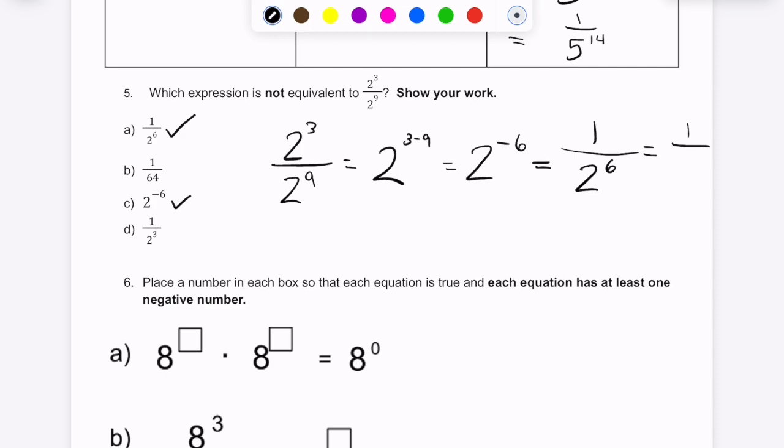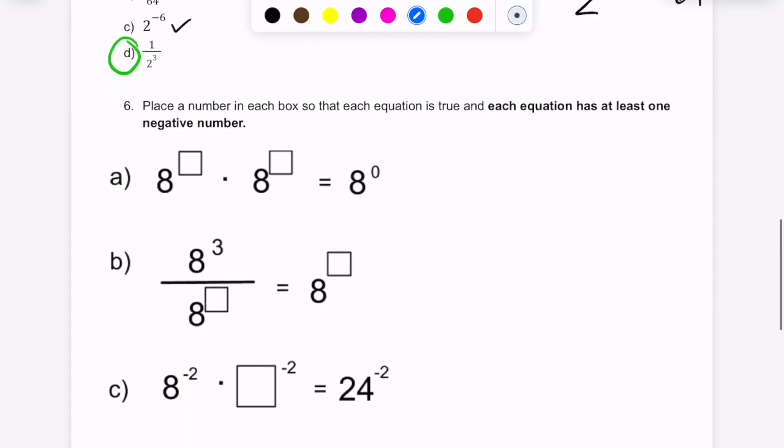And then if we multiply 2 to the 6th power, so 2 times 2 times 2 times 2 times 2 times 2, you'll get 64. So B is also equivalent. So thus our correct answer here is D. 1 divided by 2 to the 3rd power isn't the same as 1 divided by 2 to the 6th power. They're getting messed up. They're dividing these exponents to get 3. That's their mistake.